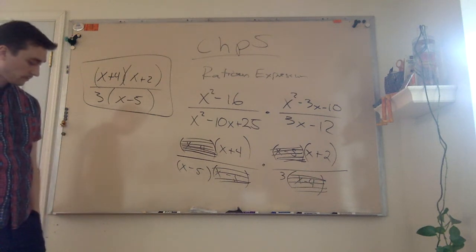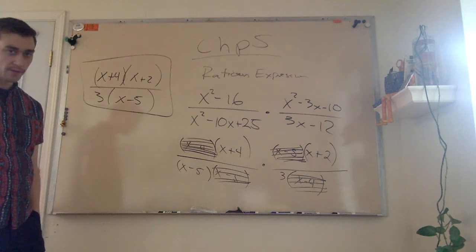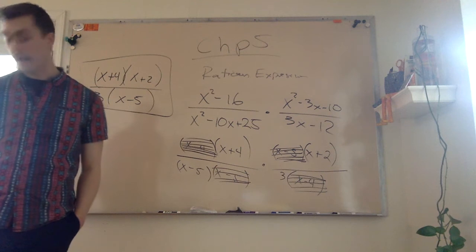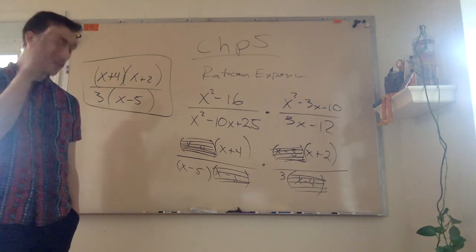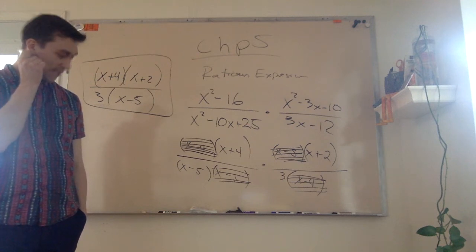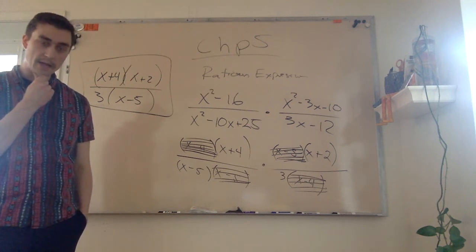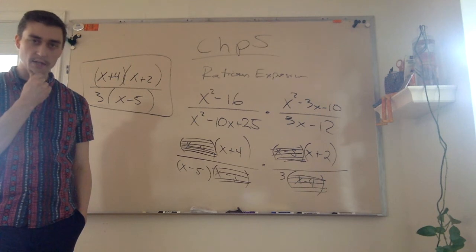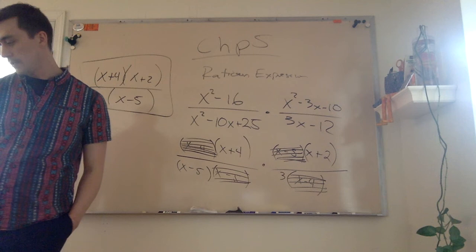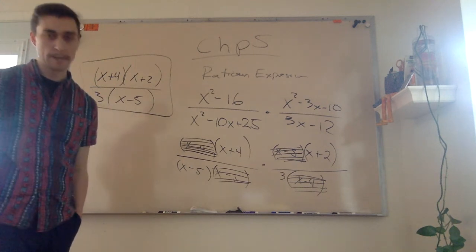Cool. All right. Well, that's about it for chapter 5.1. It's just a lot of factoring, a lot of simplifying. Canceling things from top and bottom. So I'm just going to put a bunch of problems in homework like that. Have you practice that a bunch, and then we can pop into addition, subtraction on Wednesday.